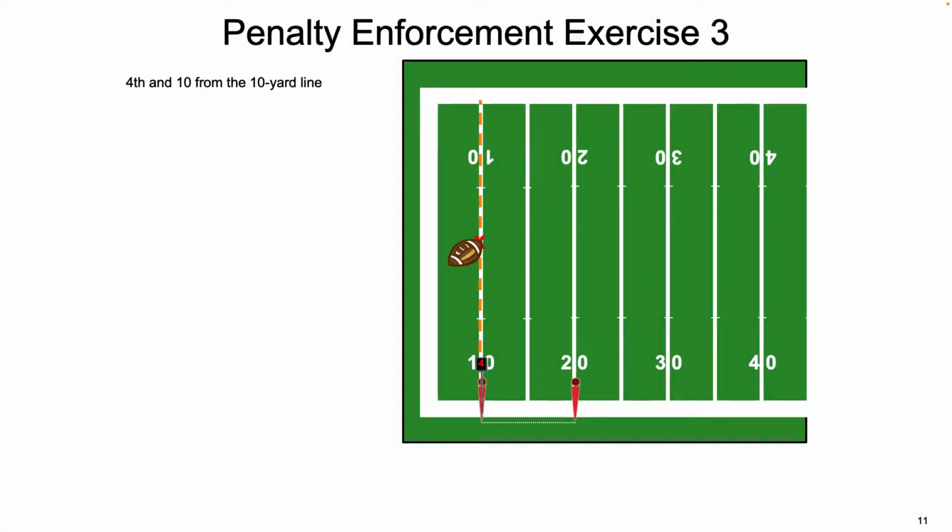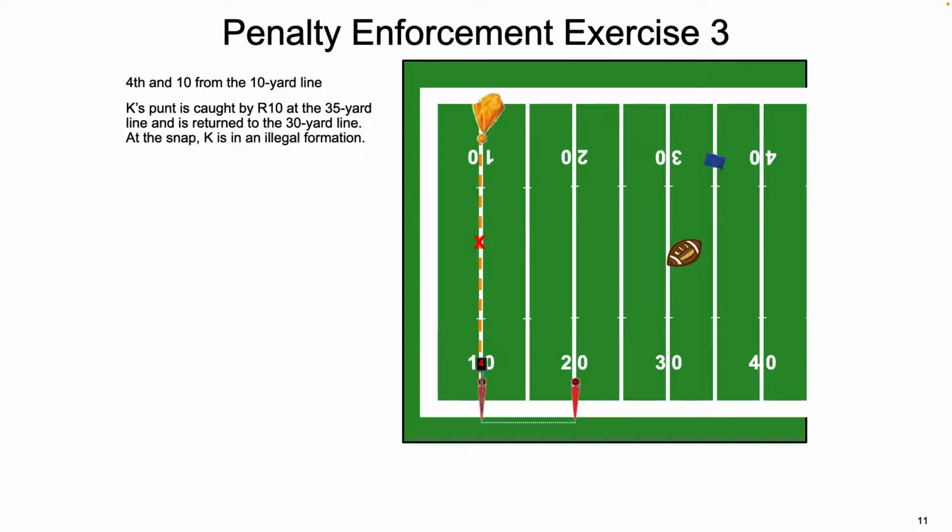Play number 3. Again, 4th and 10 from the 10-yard line going out. K's punt is caught by R10 at the 35, return to the 30, same catch and return. So at the snap, K was in an illegal formation. During the kick, R35 holds at the 20-yard line. So what do we have here? Both are live ball fouls, that's no question. We have a foul on K, illegal formation. We have a foul on R, the hold, which normally makes a double foul, right?